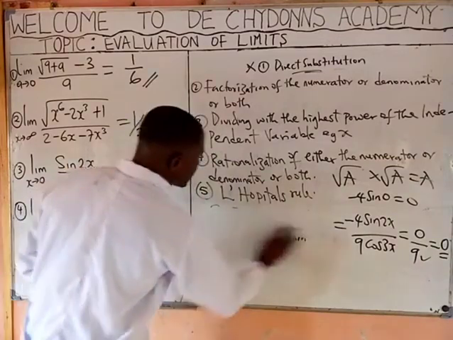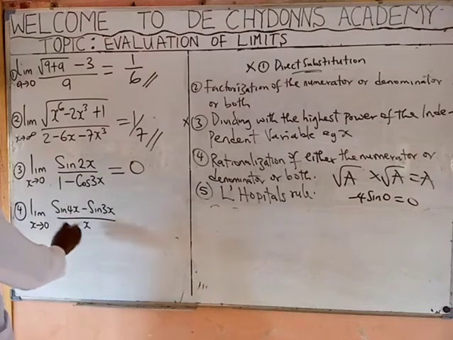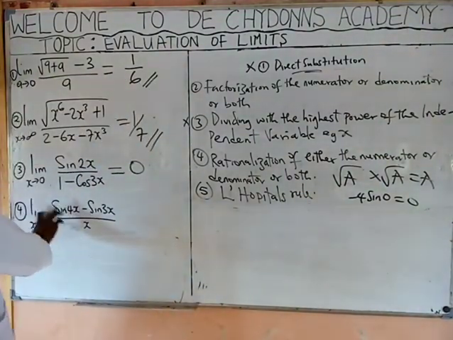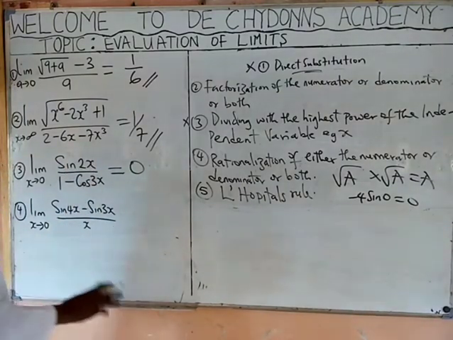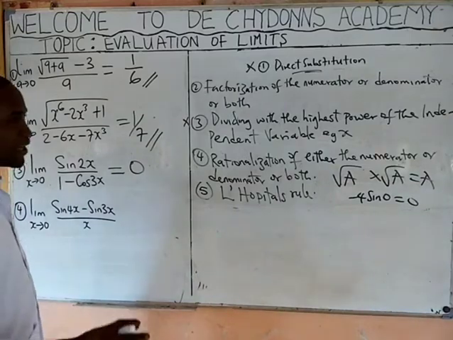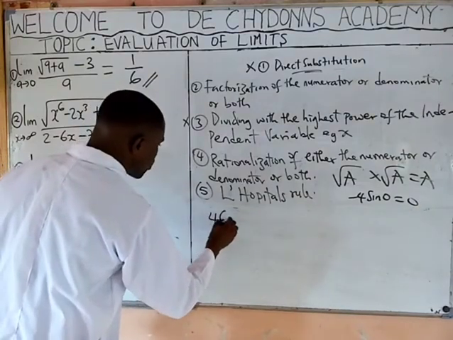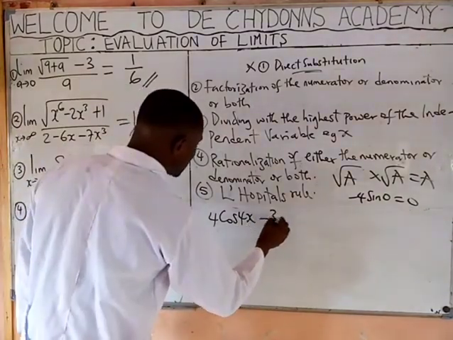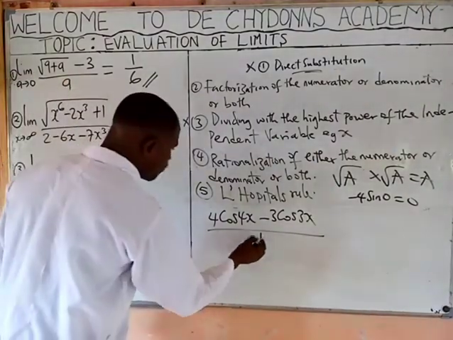Then we try the last question. The last question says, evaluate sine 4x minus sine 3x all over x as x tends to 0. What you do is that you can also apply L'Hopital's rule. Differentiate everything in the numerator differently. Differentiate the denominator differently until the denominator will not have the alphabet x again. Now differentiate sin 4x, it will give you 4 cos 4x, minus differentiate sin 3x, it will give you 3 cos 3x. Differentiate x, it will give you 1.